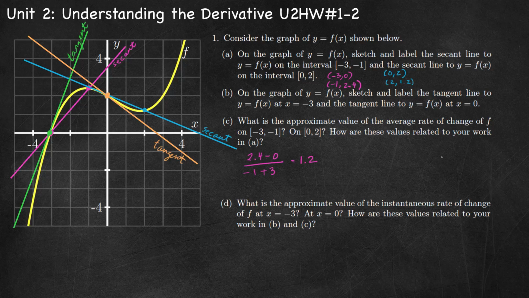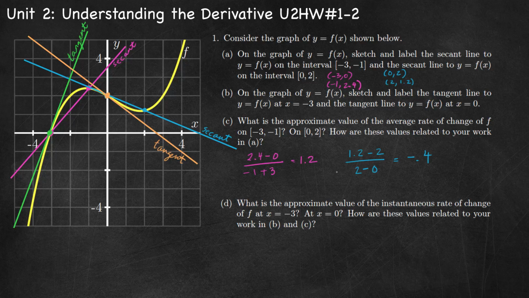Now on the interval from 0 to 2, I want to use that same formula, f of b minus f of a over b minus a, but now I'm using the points 0, 2 and 2, 1.2. So f of b minus f of a would be 1.2 minus 2 over b minus a would be 2 minus 0. So I'm just subtracting my y-coordinates, then subtracting my x-coordinates and finding that ratio. And that's approximately -0.4. How are these values related to your work in Part A?